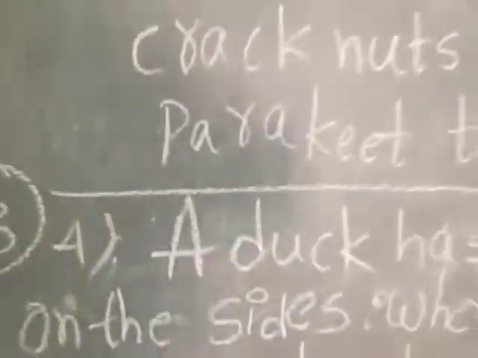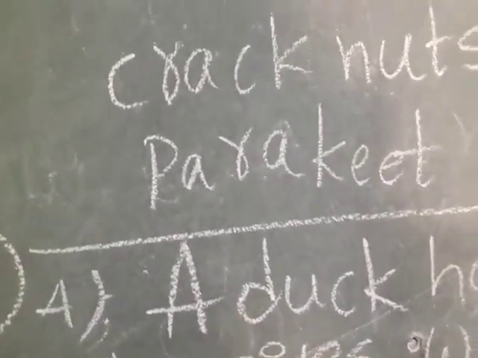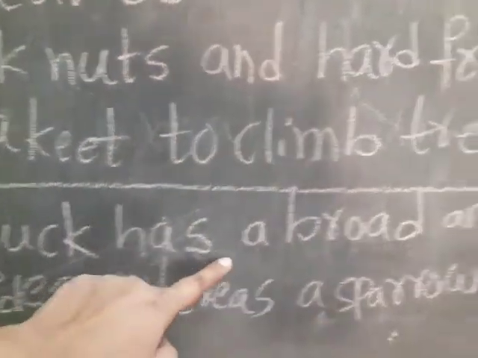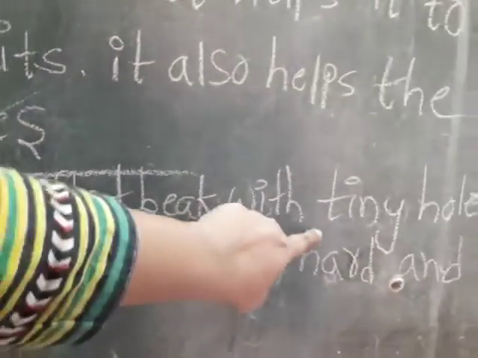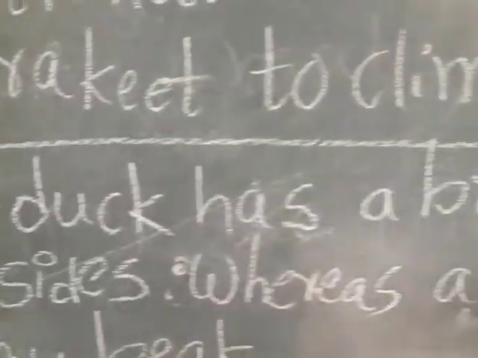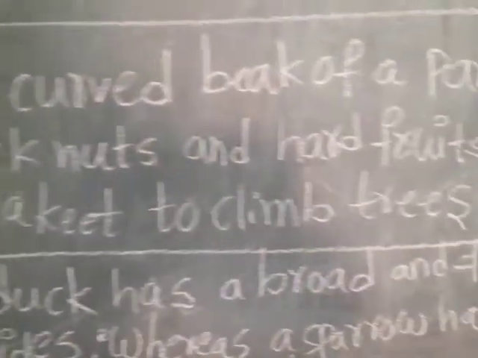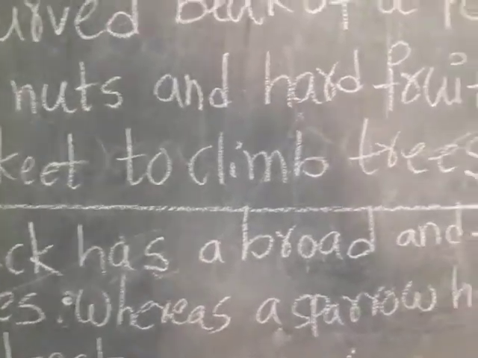Okay, once again I repeat. Third question: how is a duck's beak different from that of a sparrow? Okay, answer: a duck has a broad and flat beak with tiny holes on the sides, whereas a sparrow has a short, hard and horny beak. These are the differences. Duck has a broad and flat beak and tiny holes on the sides. Okay, and sparrow has a short, hard and horny beak.